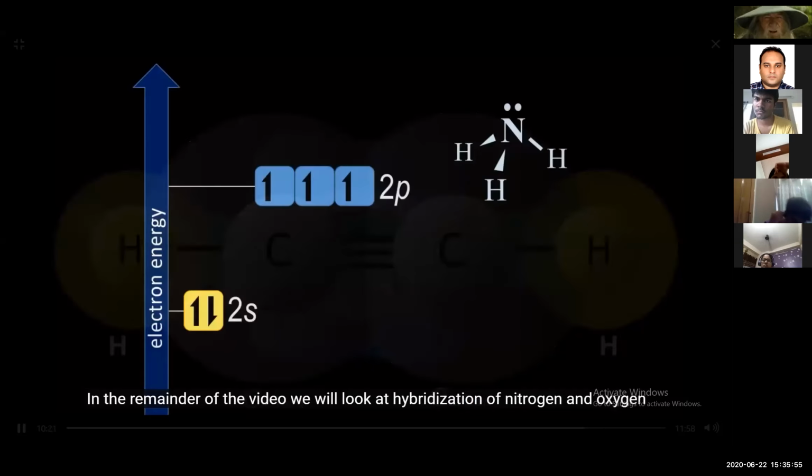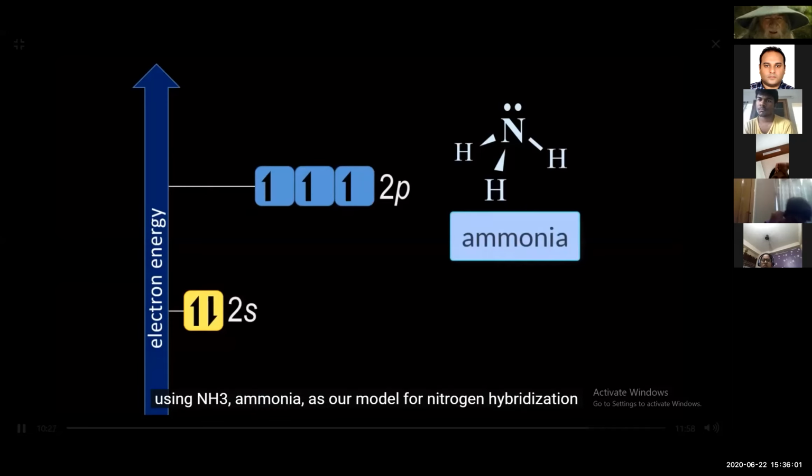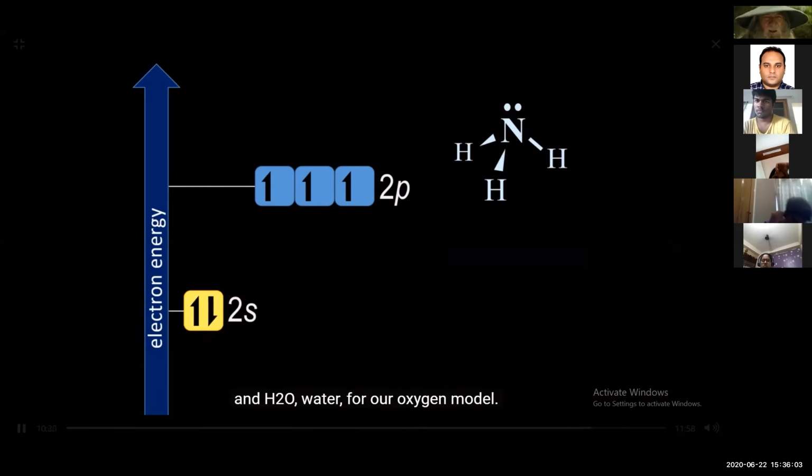In the remainder of the video, we will look at hybridization of nitrogen and oxygen using NH3, ammonia, as our model for nitrogen hybridization, and H2O, water, for our oxygen model. In NH3, nitrogen has 3 sigma bonds and a lone pair. So how does hybridization account for this?